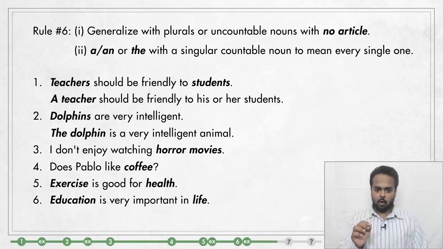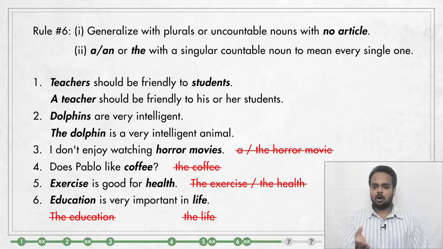So remember that this form, generalizing with a, an, or the, can only be used with singular countable nouns and when we mean every single one. So I cannot say, I don't enjoy watching a horror movie or the horror movie. Here only the plural form is possible. It's the same thing with all the other sentences.